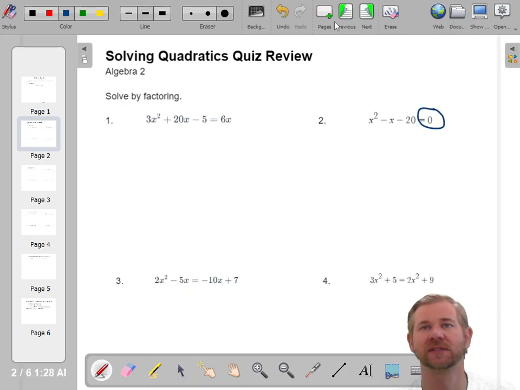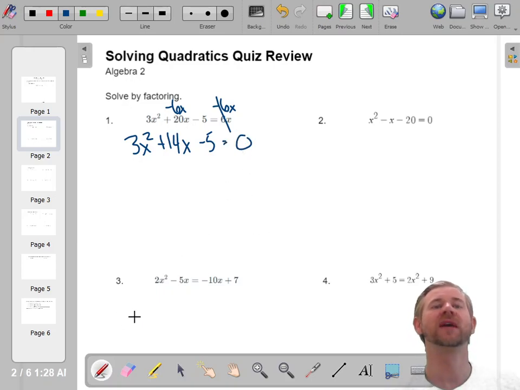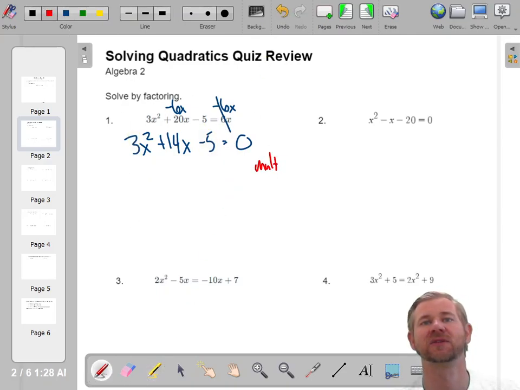So the first thing you have to remember is that you always need your quadratic to equal 0. So like this one equals 0, that's great, but these I'm going to have to do a step to get everything on one side. So I'll subtract 6x, and then you combine like terms, 20 and negative 6 make 14. All right, now, once you get everything on one side, you're going to multiply a times c, which is negative 15. So I need to find numbers that multiply to negative 15, but they also have to add to the middle. The middle is 14.